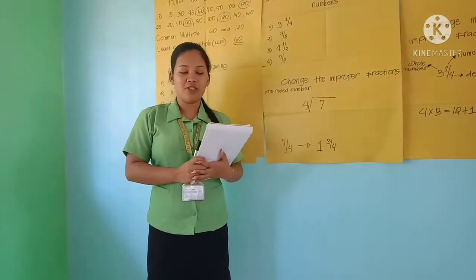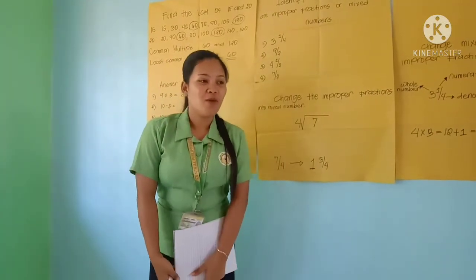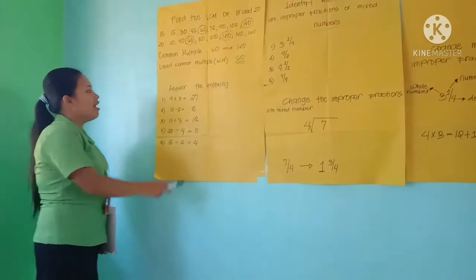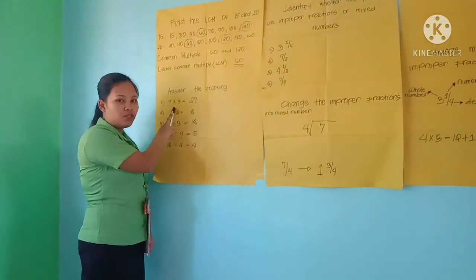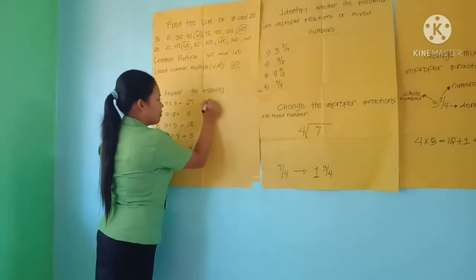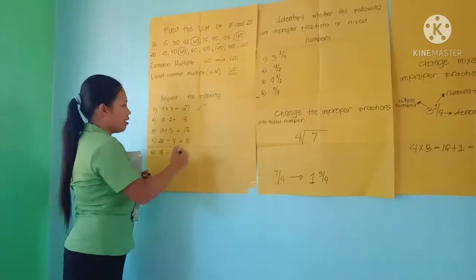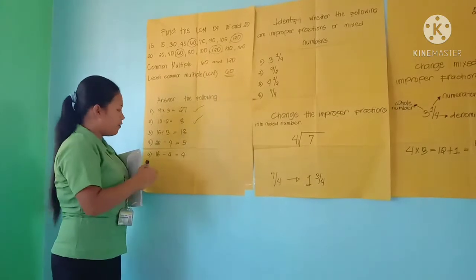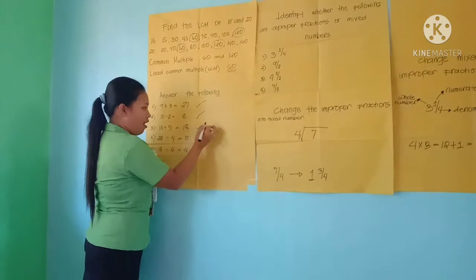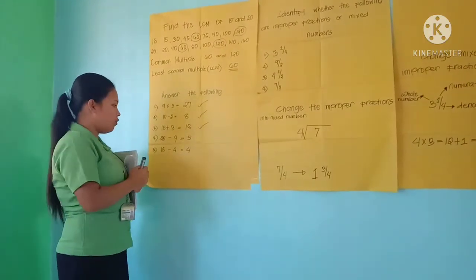Regine, can you please go to the board and show or share your answer to your classmates? Thank you so much, Regine. Now let's check her answer. 9 times 3 is equal to 27. Correct? 10 minus 2 is equal to 8. Correct? 15 plus 3 is equal to 18. Correct? Wow, very good. 22 divided by 4 is equal to 5.